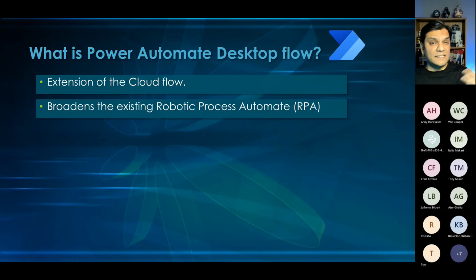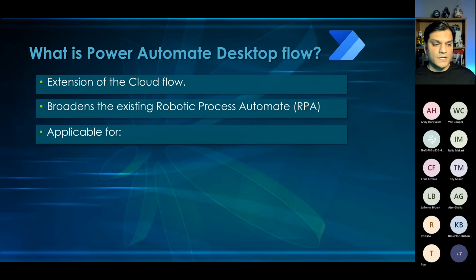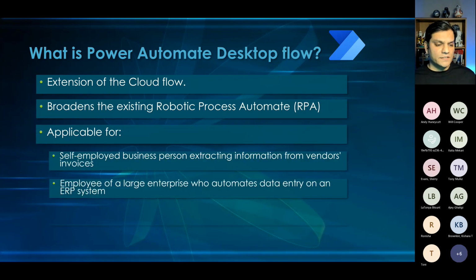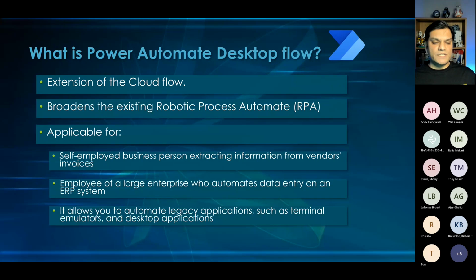Now, the reason the desktop flow comes into play is because it does broaden the existing robotic process automation. So you'll hear me say the term RPA a lot. That's what it is, robotic process automation. Because now you can go ahead and build, and you'll get very familiar with the terms attended and unattended flows, but you'll be able to build these flows that will do the work for you on your desktop. And it is applicable for all of these reasons. Great examples are self-employed business persons extracting information from vendor invoices. I'll show you a demo of that.